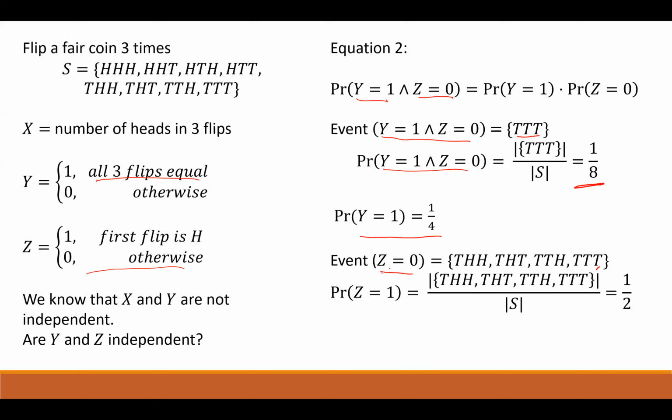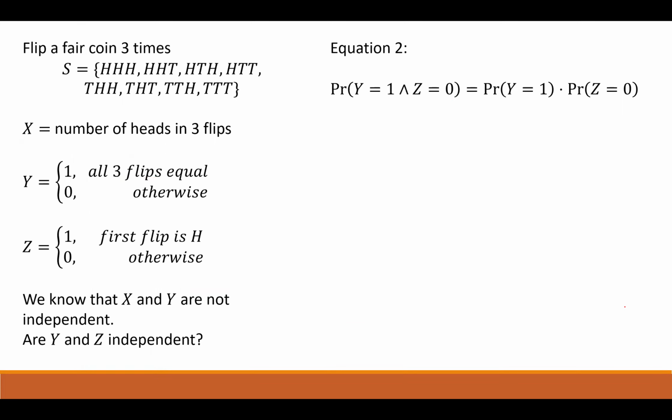Z equal to 0. Little typo. Z equal to 0 means the flips all start with tails. So that is half of them. So yeah, the probability that Z is equal to 0 is 1/2. Now I know all my probabilities, and I get 1/8 is equal to 1/4 times 1/2. 1/8 is equal to 1/8. So these 2 events are independent.